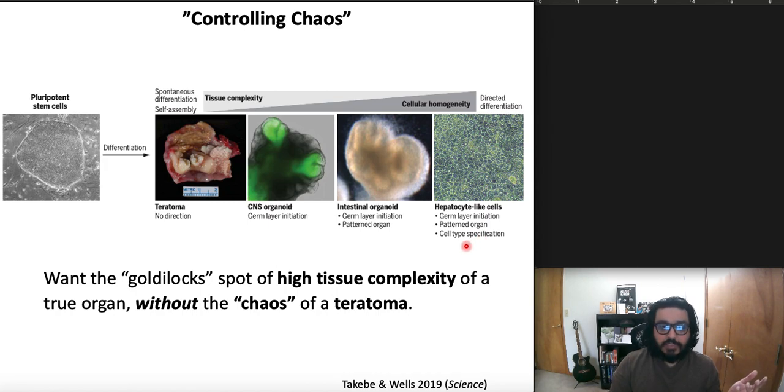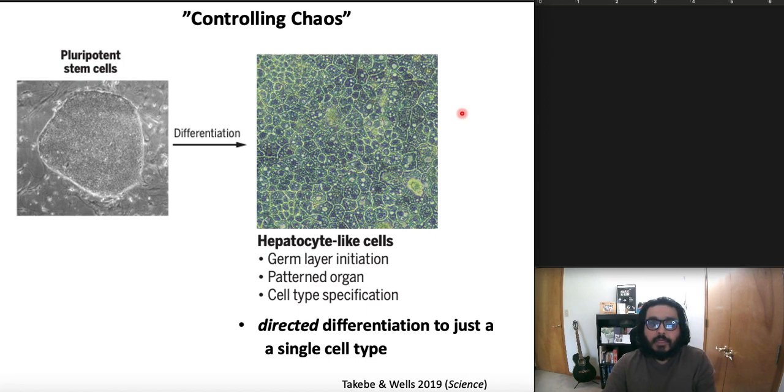Okay, so let's take it from the beginning. Let's start with the simplest form here: the most homogeneous cell type you can get, the least complex cell tissue. These are hepatocytes. This is for kidneys. So basically, for livers, you get hepatocyte cells, and all the cells here look exactly the same. This is just one coming from one germ layer, which would be endoderm, and you get some kind of patterned organization here, and it's just one cell type.